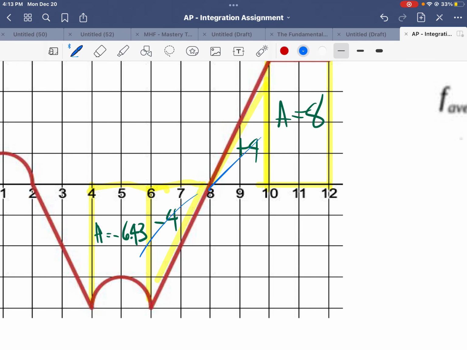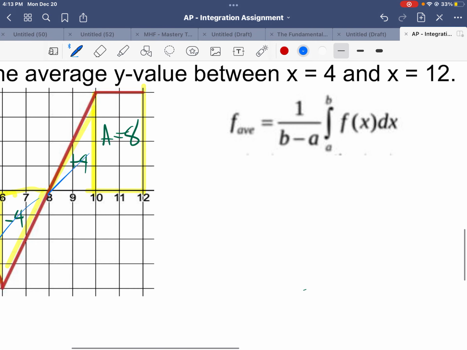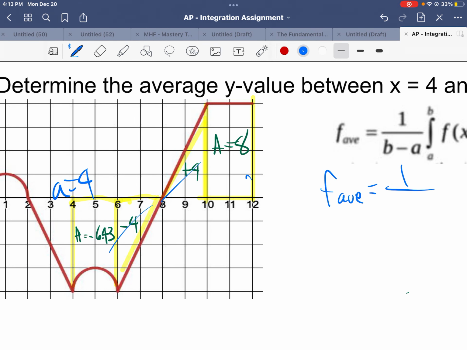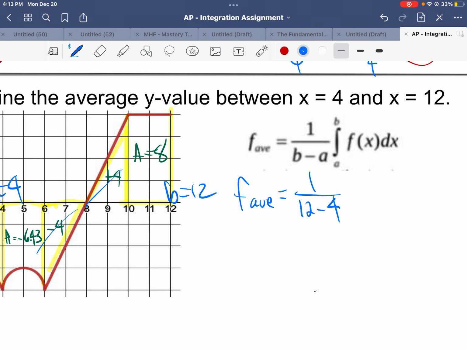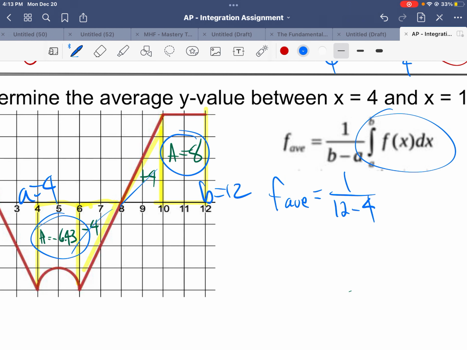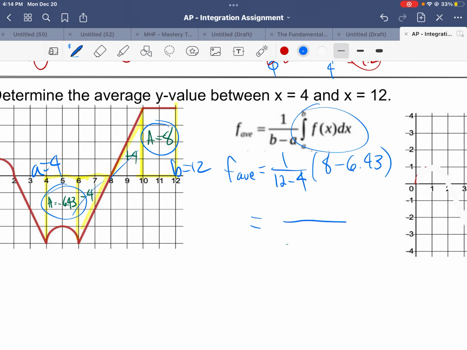Now, again, some things to simplify. Negative 4, positive 4. That cancels out. You add positive 4 and negative 4, and that's going to be 0. So let's just apply our formula directly, okay? So f average, which is y average, equals 1 over b minus a. By the way, a is 4 and b is 12 because we're doing the average between 4 and 12. So 1 over 12 minus 4, and then I have to get this area. Well, that area is just going to be positive 8, negative 6.43. 8 minus 6.43 is going to be 1.57 over 8.